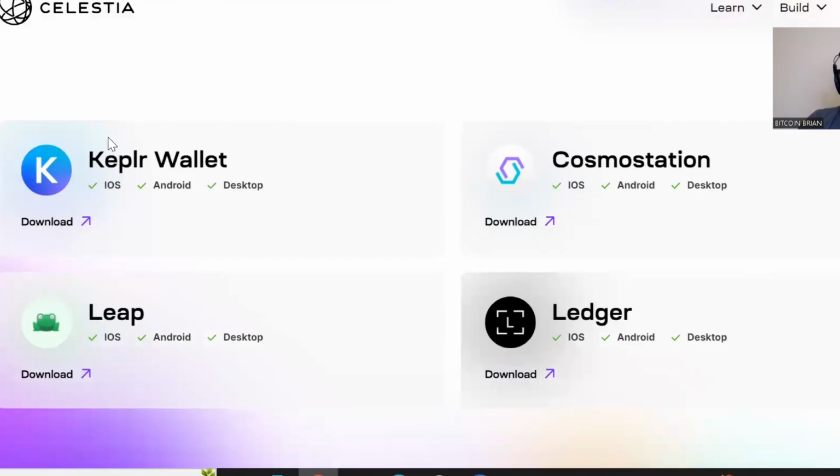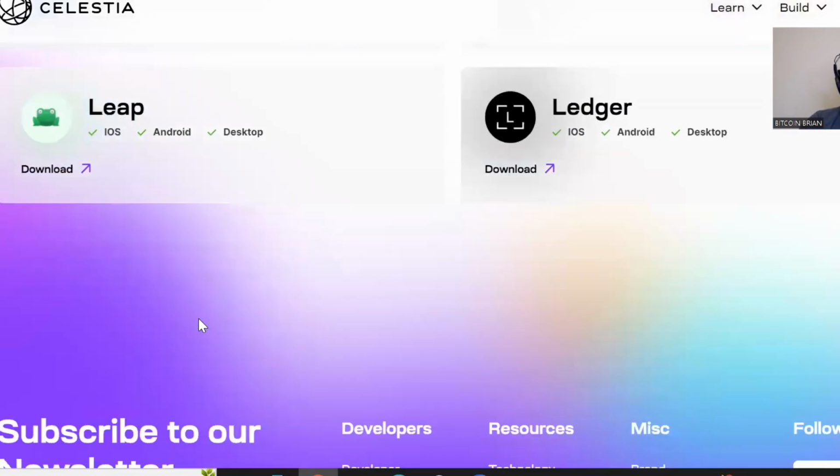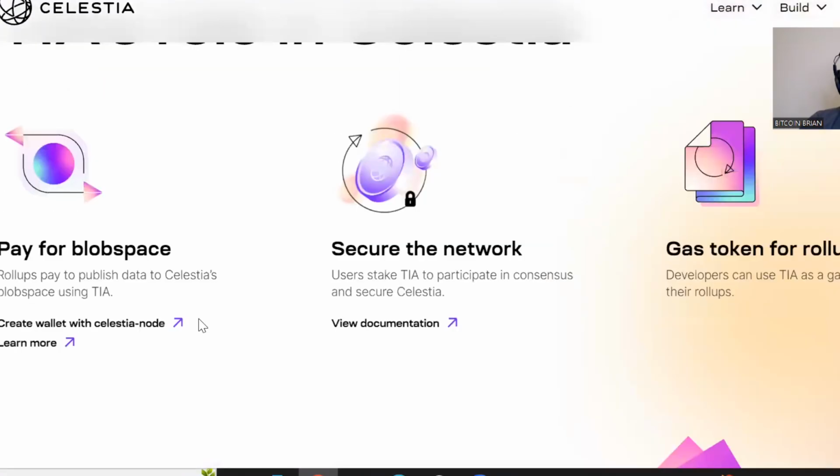You can see you can use the Keplr wallet, which is big with Cosmos ATOM, Cosmostation, Ledger. So wow, that's great. You can actually use Ledger, Leap. These are a few wallets that you can use with Celestia.